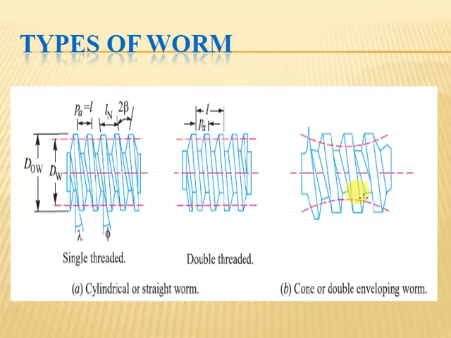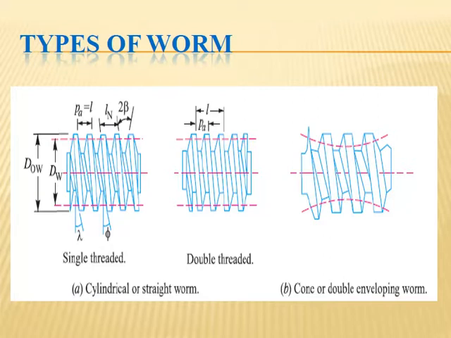The single enveloping gear pair has theoretically line contact. Here we will have a line contact between the worm and the mating worm wheel, and in the double enveloping worm gear pair we will correspondingly have surface contact. The double enveloping worm gear pair has theoretically area contact, which increases its load carrying capacity.